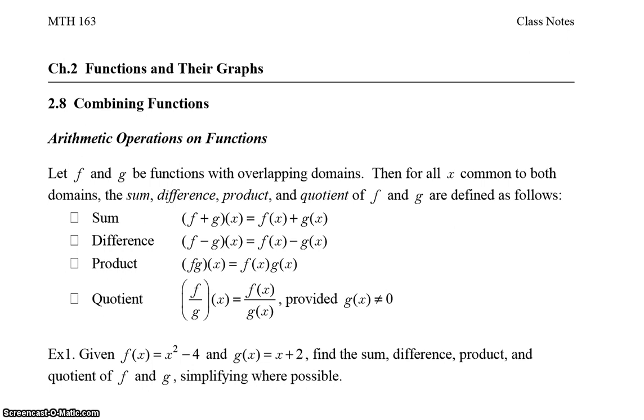So the sum of f and g, f plus g of x, is f of x plus g of x for all x in the domain common to f and g. The difference of f and g, f minus g of x, is f of x minus g of x. The product of f and g, f times g of x, is f of x times g of x. And the quotient of f and g, f over g of x, is equal to f of x over g of x, with the additional provision that x be chosen such that g of x is not equal to 0.